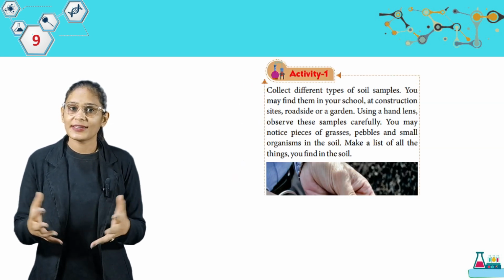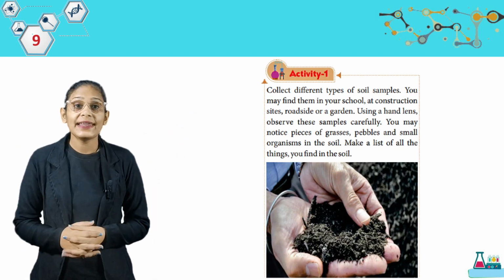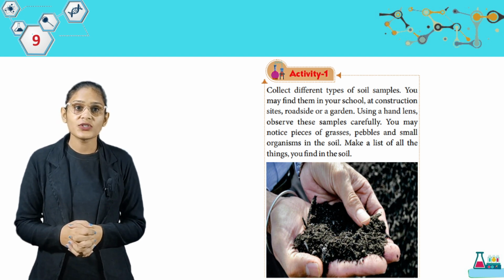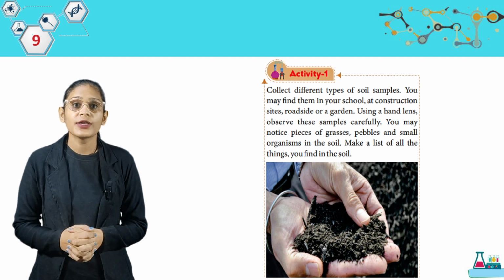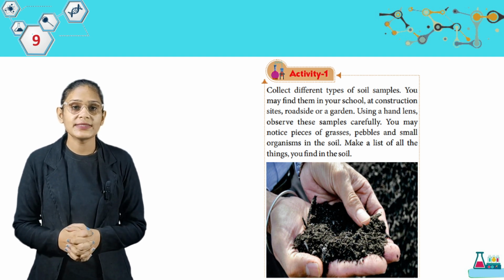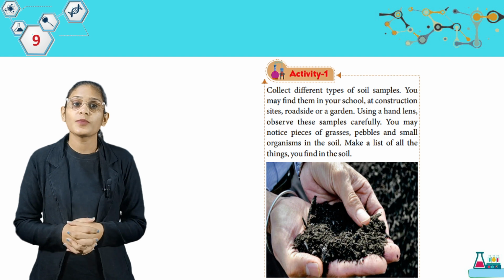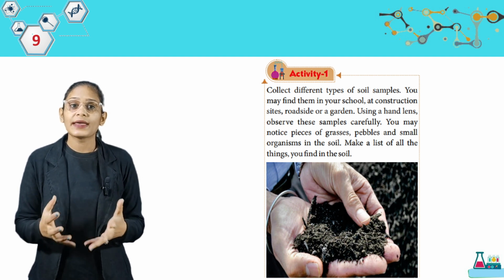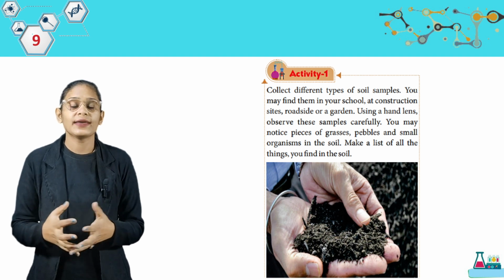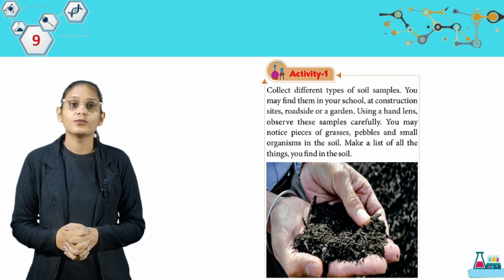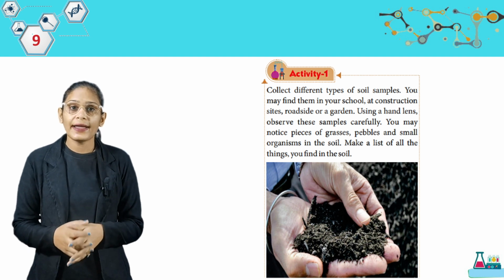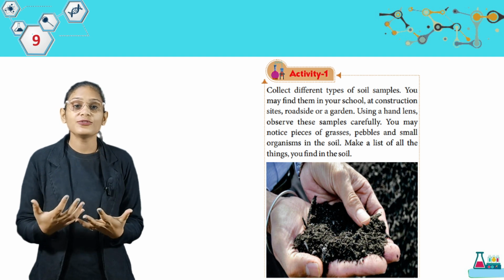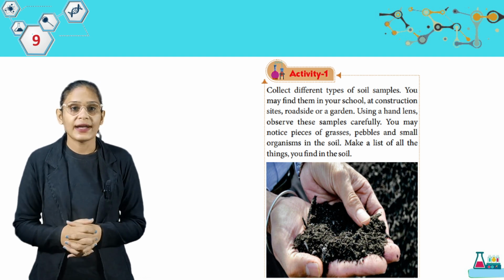Now students, we have an activity. Activity one, collect different types of soil samples. You may find them in your school, at construction sites, roadside or a garden. Using a hand lens, observe these samples carefully. You may notice species of grasses, pebbles and small organisms in the soil. Make a list of all the things you find in the soil. So students, you have to collect the sample of soil and check the sample with the help of hand lens. Then you have to make a table of what you find in that soil.